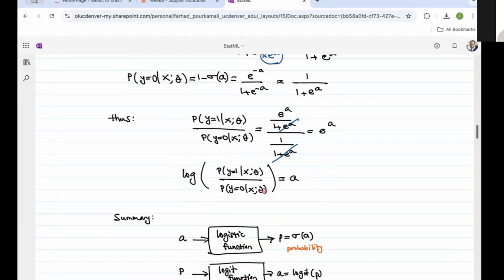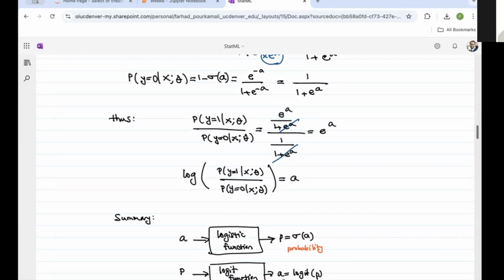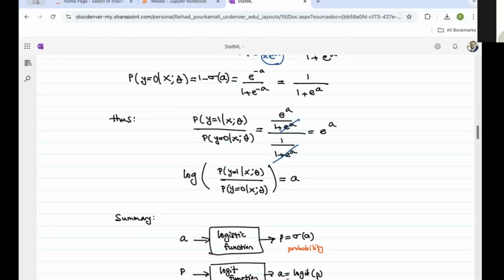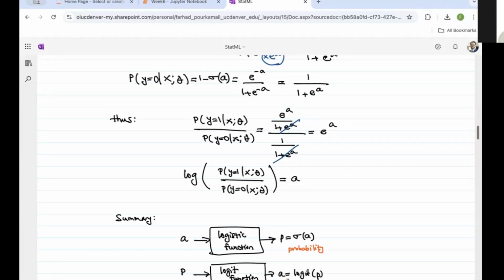So in other words, this function that we have here, which we call the logit function, is able to get this probability score and tell us what this value of a is. So it's a two-way process, right? So you have this sigmoid or logistic function that provides probability scores. And then if you provide probability scores to the logit function, then you get the real valued numbers that we had here before applying the logistic function.